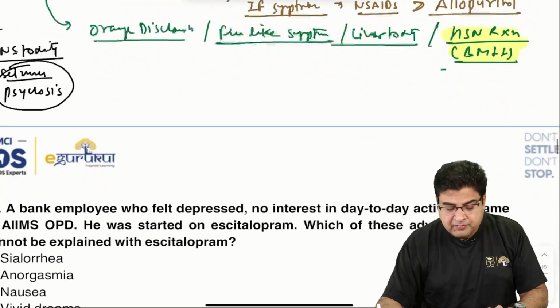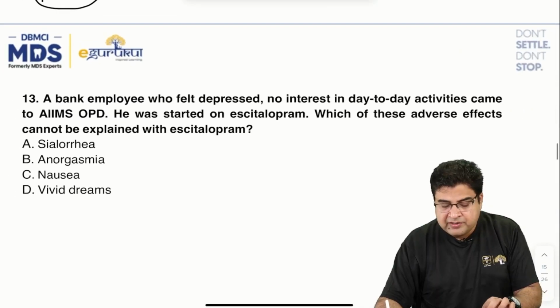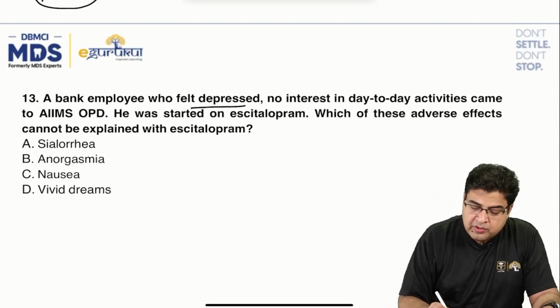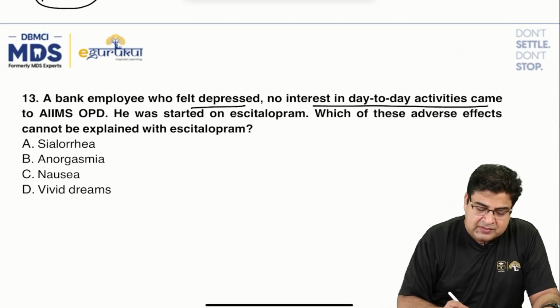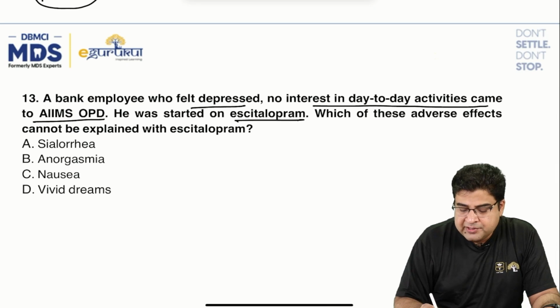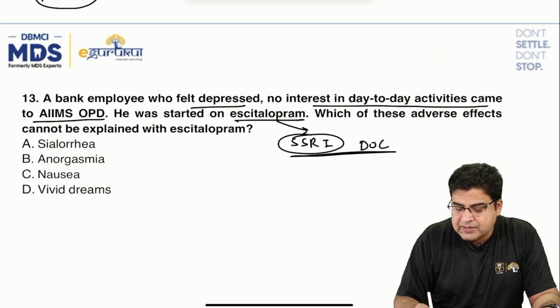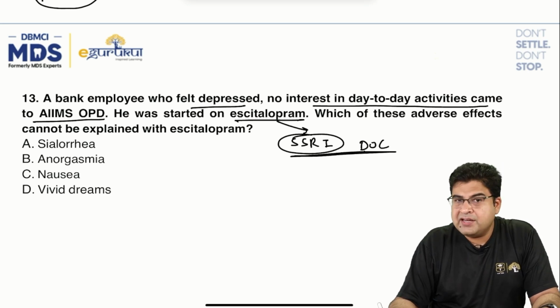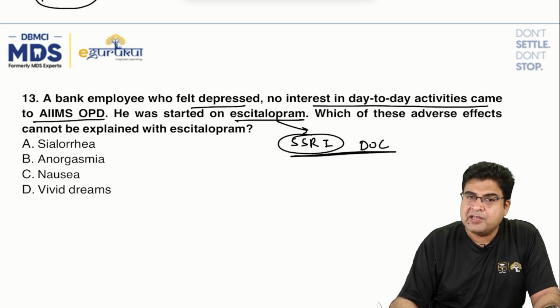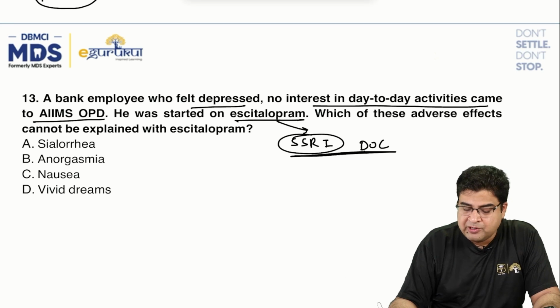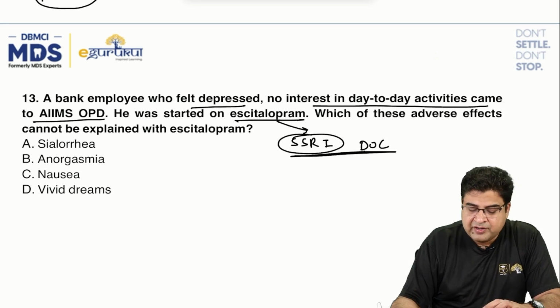Question number 13. A bank employee who felt depressed and had no interest in day-to-day activities came to the AIIMS OPD and was started on escitalopram. We know that the drug of choice for depression is an SSRI, a selective serotonin reuptake inhibitor. They are the best medicines for depression. Now, which is not a side effect of escitalopram?